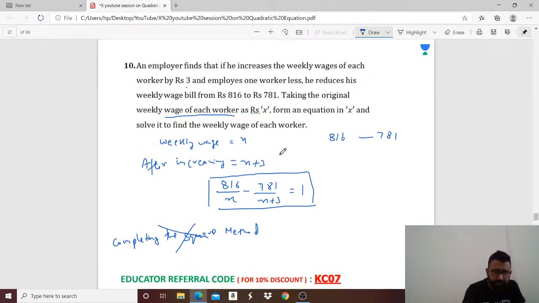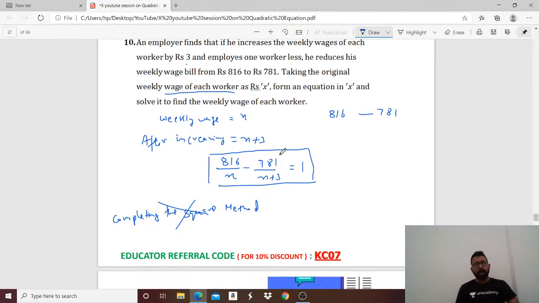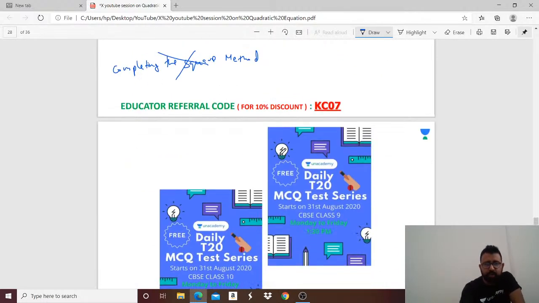ठीक है? Now moving on to the 4 marker sums. 4 markers के sums कैसे आते हैं? ठीक है? Less. उसमें हम लोग solve करेंगे quadratic equation.